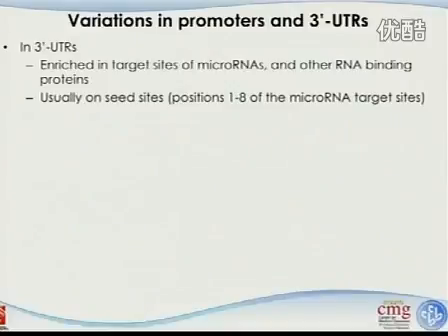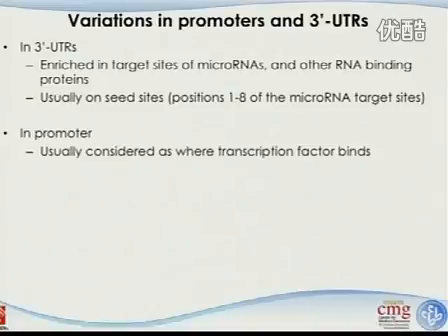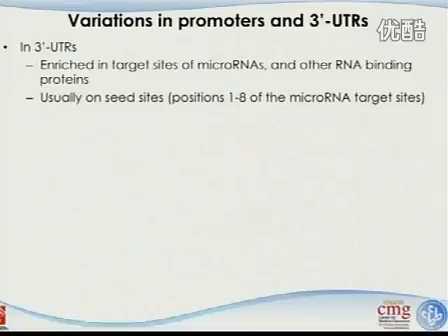So, another type of variation. Next I'm going to talk about the variations in the promoter regions and the 3' UTRs. And in the 3' UTRs, it becomes really easy to understand. We know those regions are enriched with microRNA binding sites and RNA binding proteins. And hypothetically, if a variation occurs in those regions, it can change these kinds of regulations. And they are usually on the seed sites, positions 1 to 8 of the microRNA target sites. Okay?